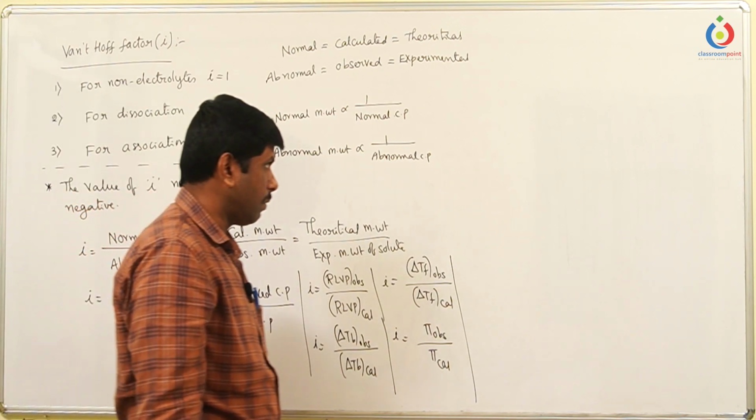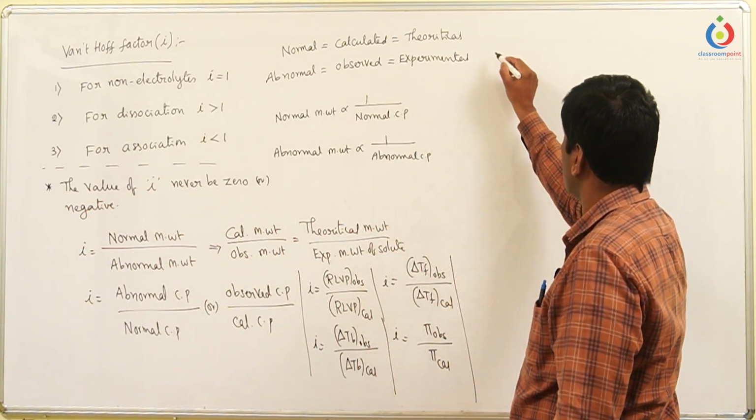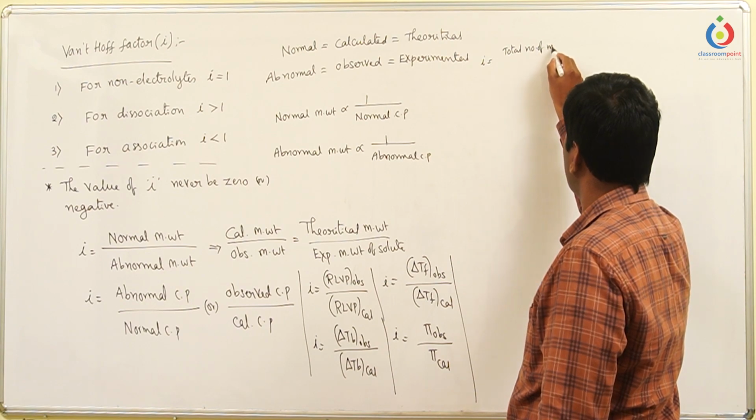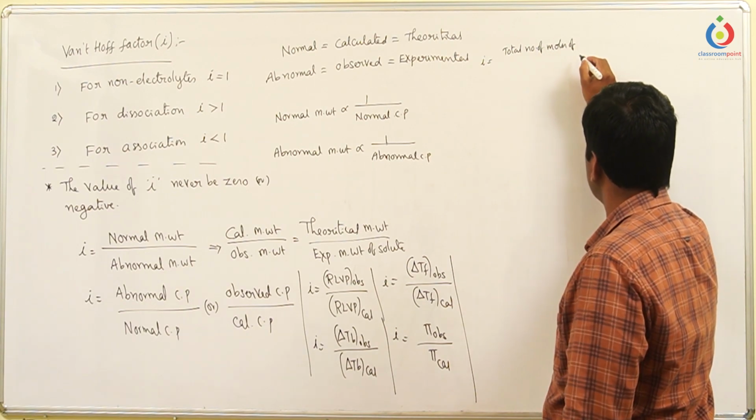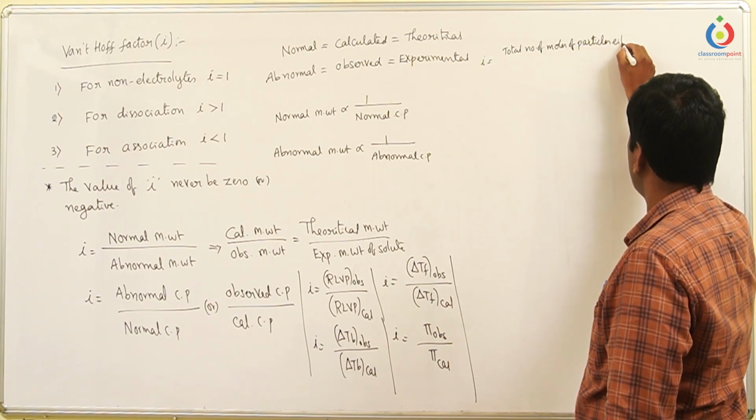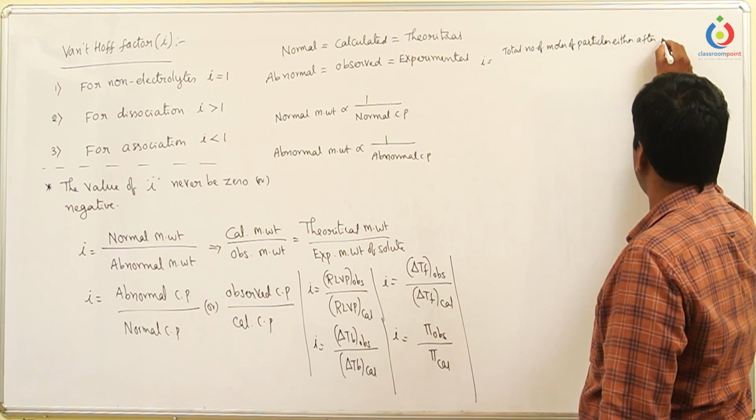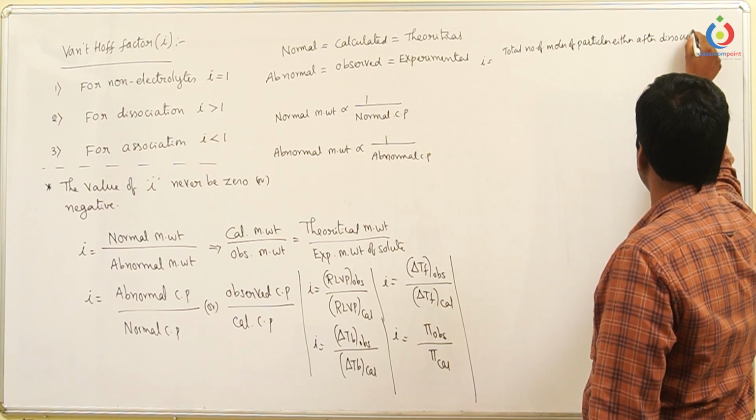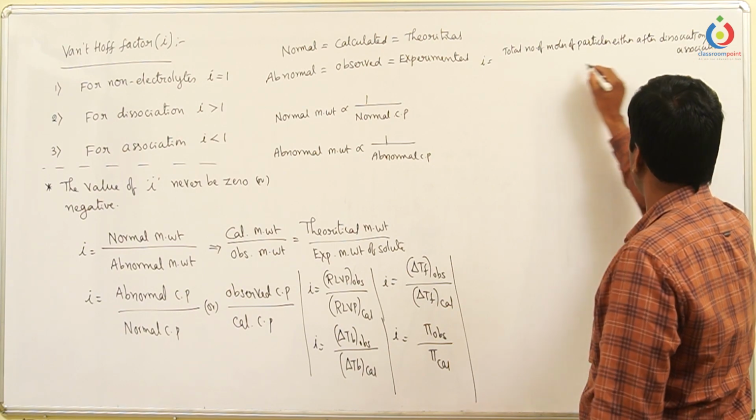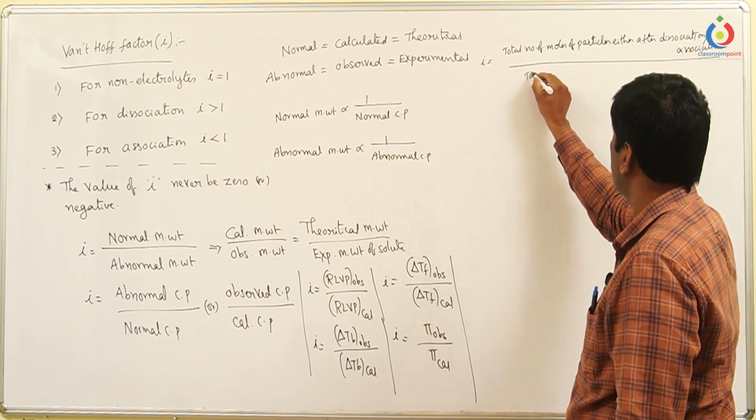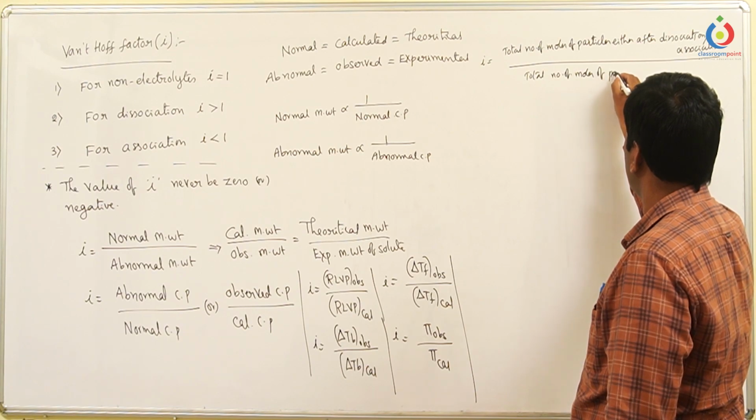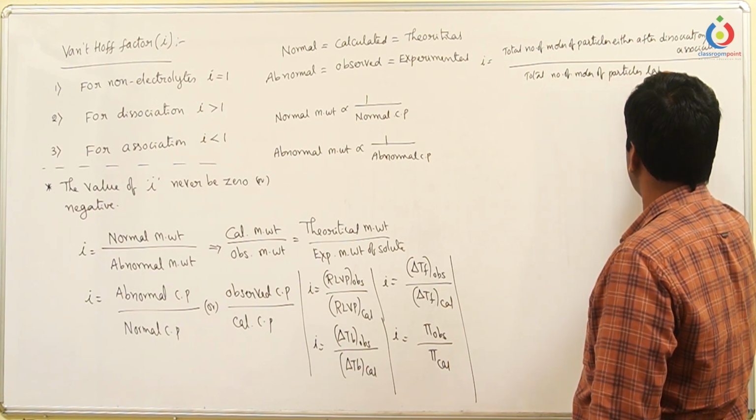And apart from this, there is one more formula to calculate the I value. That is, I equals the total number of moles of particles either after dissociation or association, divided by the total number of moles of particles taken initially.